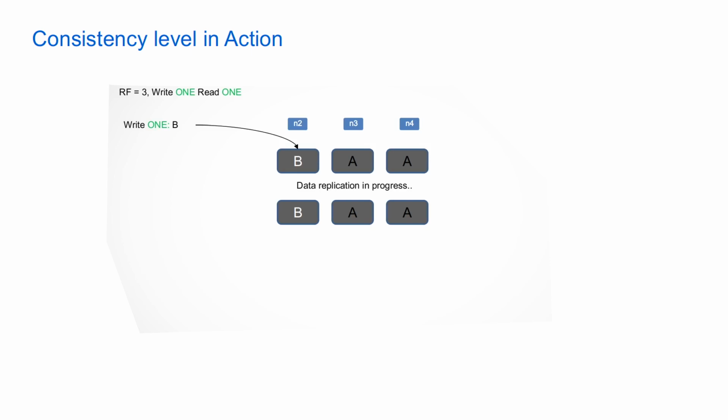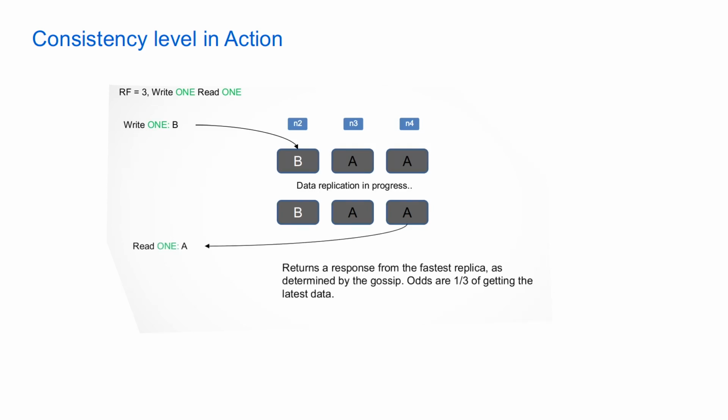I have two choices. It will either be B or A. There is no other third possibility. What is the likelihood of me getting the latest data? Here's the thing. Since the read consistency level is 1, I can potentially choose any of the nodes to read the data from. And it so turned out that the coordinator has chosen node N4 to read the data from. And N4 has not yet committed or received the data. It is responding back with the older data A.